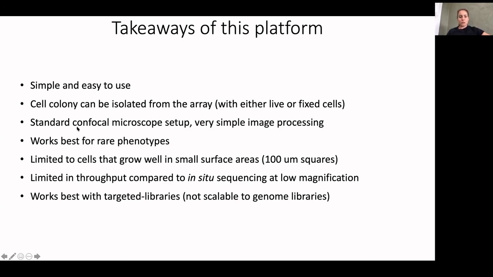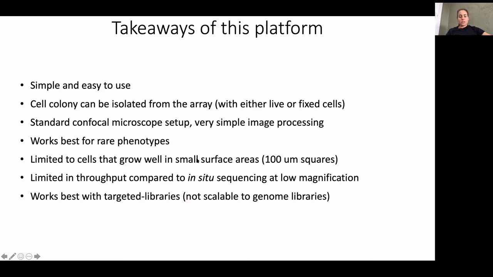The other nice thing is you can use standard confocal microscopy. We've imaged these arrays on a number of different confocal microscopes at this point. The setup is pretty simple and the image processing is pretty simple because the grid pattern is so well defined and makes it easy to segment these images. Given the limitations in isolating individual microrafts from the array, I think that this works best for something like a rare phenotype where you're not hoping to isolate tens of thousands, but rather just a couple hundred, which makes it a little bit easier to recover the cells that you're interested in.